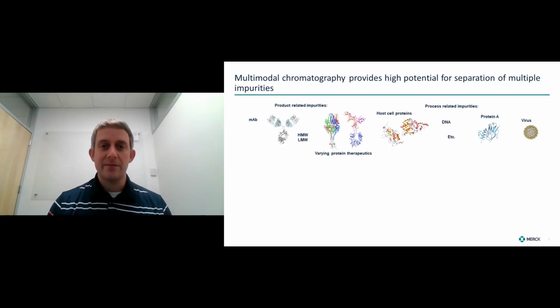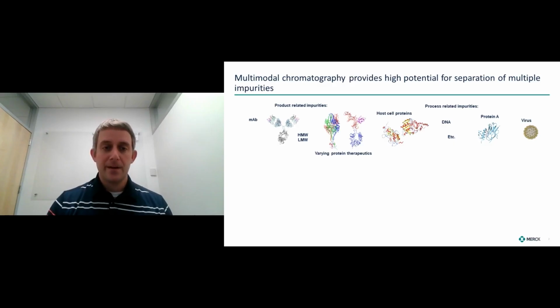So if we look at multimodal chromatography, it's provided a lot of value in the biotherapeutic space due to the ability to provide selectivity for an assortment of different impurities. So if we look at a monoclonal antibody, there may be product-related impurities, high and low molecular weight species. There's also an assortment of process-related impurities: host cell proteins, DNA from the expression system, the need to show viral clearance, and deal with residual protein A ligand.